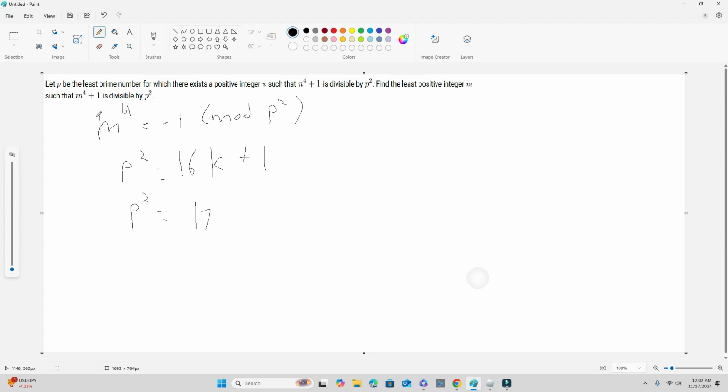The next thing we can do is set this equal to, so m to the 4th would be equal to 16 mod 17, as we gathered beforehand, it'd be minus 1 mod p squared. So m to the 4th is equal to 16 mod 17.